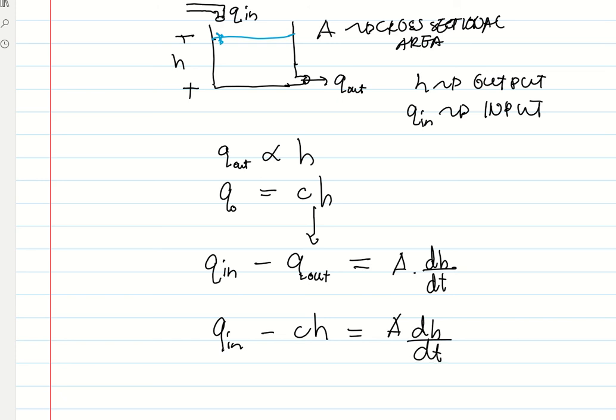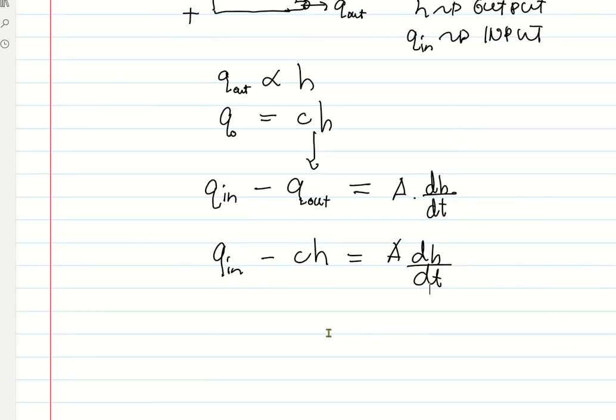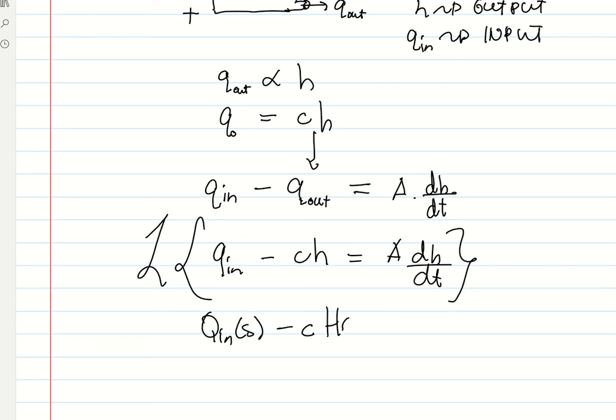And if you look at this, we have Q in, that's our input, and our output is H. So we can now take the Laplace of this equation. Remember, C and A are constant. A is the cross-sectional area of the tank and will never change. So this will be Q in in the S domain minus C times H in the S domain. And for this derivative, you multiply it by S, H of S.